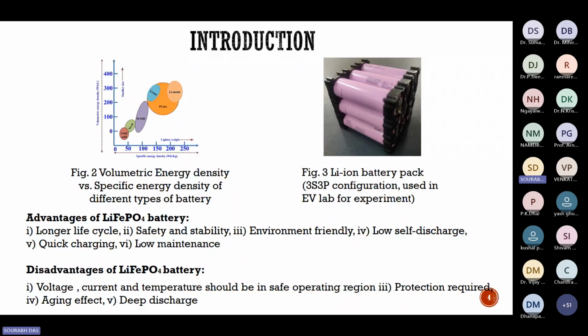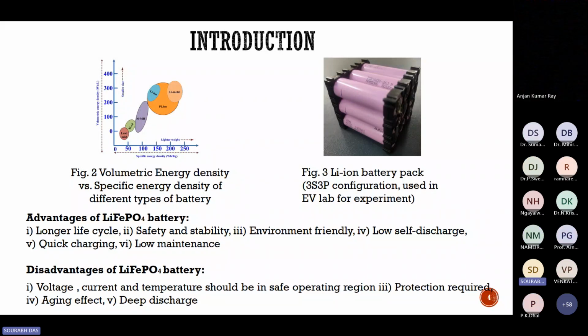So here we can tell that lithium-ion battery can dominate due to its higher energy density, where lithium metals are not being used due to the battery performance. So in figure 3, one demo battery pack is there, which we have used in the lab.